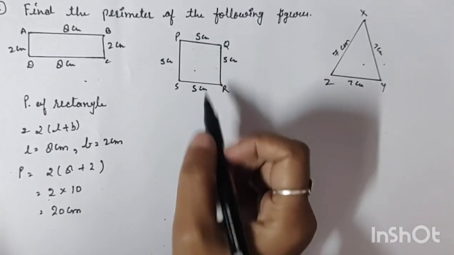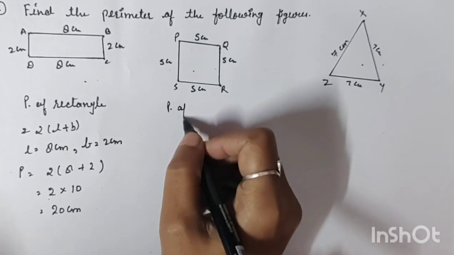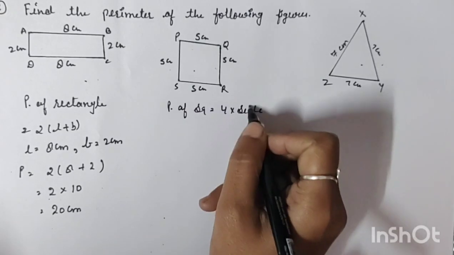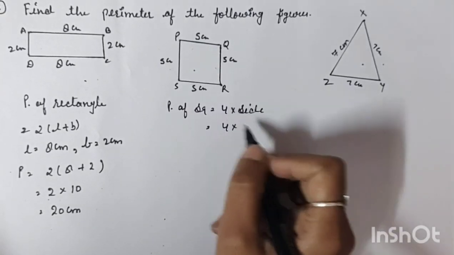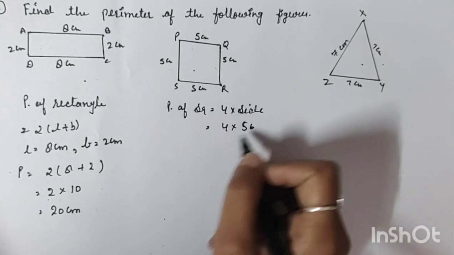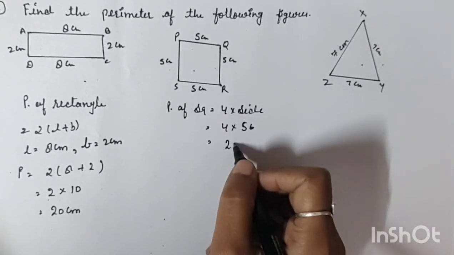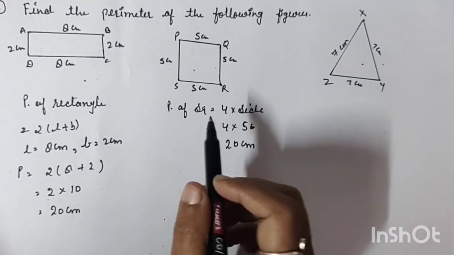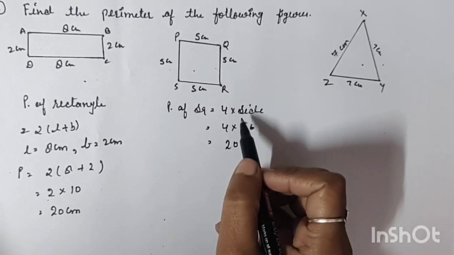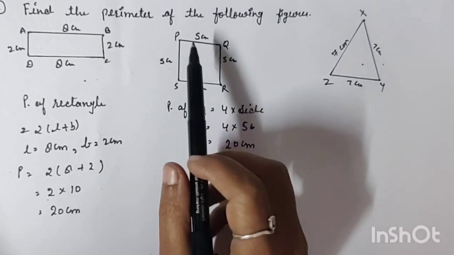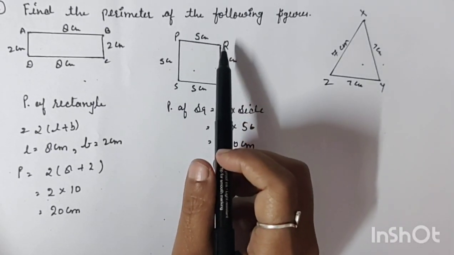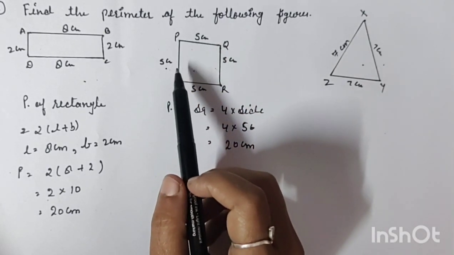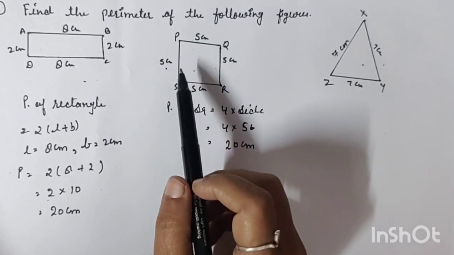PQRS. Okay, this is the square. Perimeter of a square is equal to, as we already know, 4 into side. 4 into what is the value of side? 5 centimeter. So this is 4 into 5, 4 fives are 20 centimeter. This is the perimeter of the square. In place of multiplying by side, we can just add them. All the sides we can add, like 5 plus 5 plus 5 plus 5. The summation of all the sides is known as the perimeter.